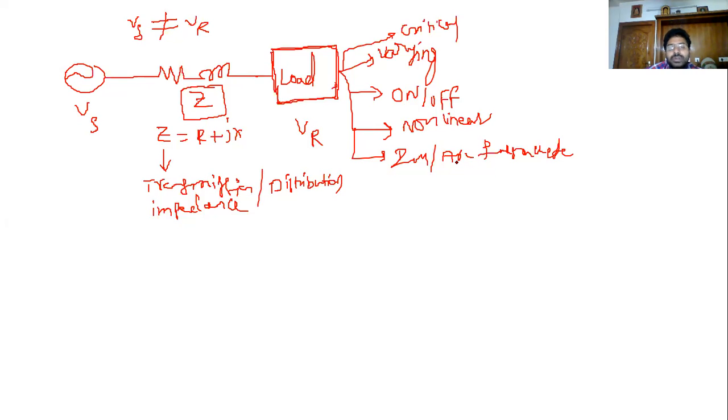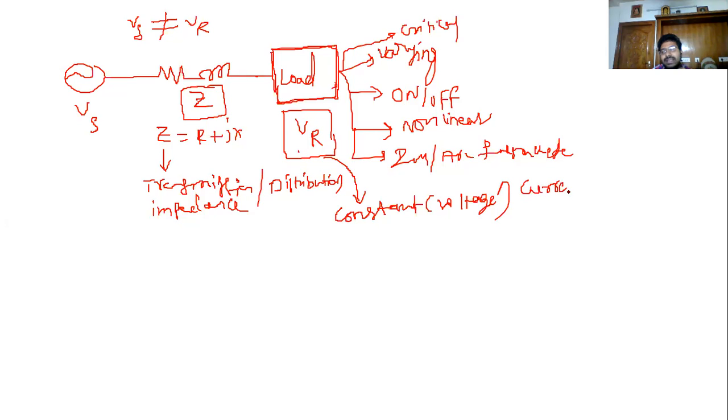The distribution or transmission company tries to maintain the terminal voltage Vr constant at the load side. But the current depends entirely on the load. Different types of loads draw different types of currents. A non-linear load will draw a current like this, just as an assumption. These types of loads cause power factor problems, which are power quality problems in the power system.